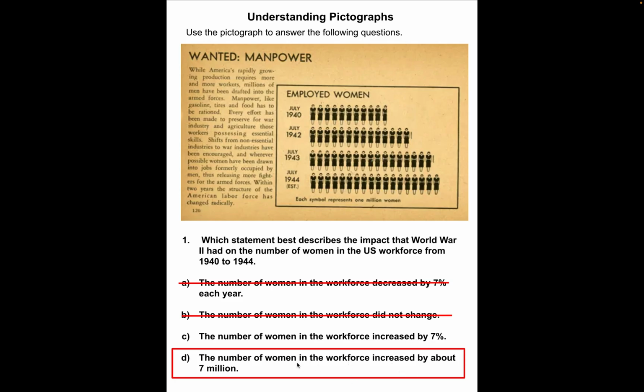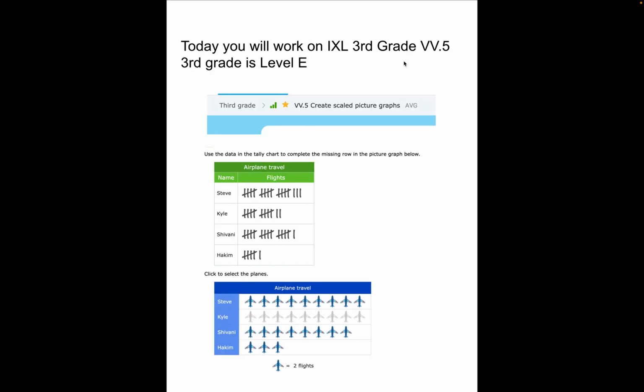I like that. Well, today what you're going to be doing is creating a pictograph. You're going to be doing it on iExcel third grade VV5. And if you don't have grades, then third grade is level E. All right, third grade VV5. Use the data in the tally chart to complete the missing row in the pictograph below. Okay, so here's the pictograph and here's the tally marks.